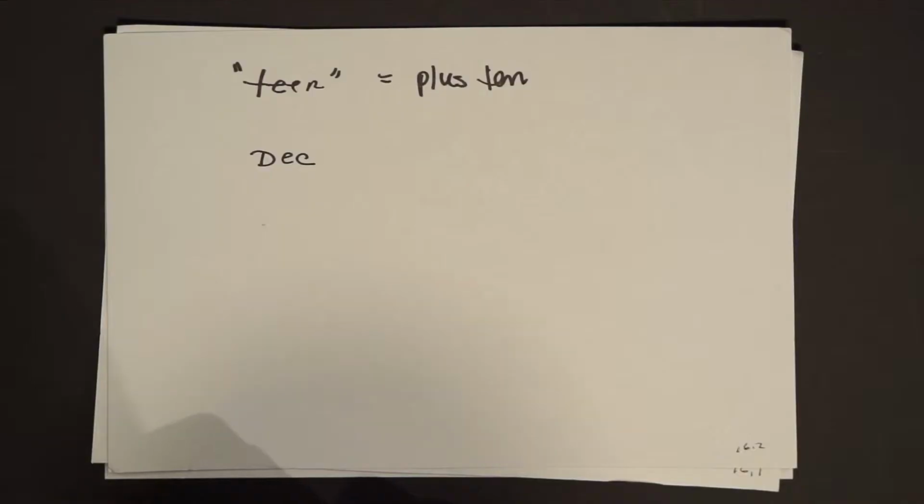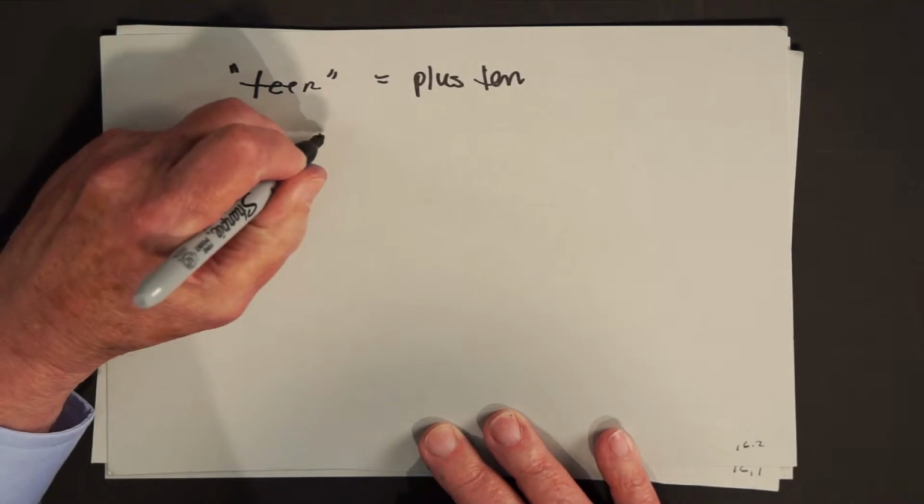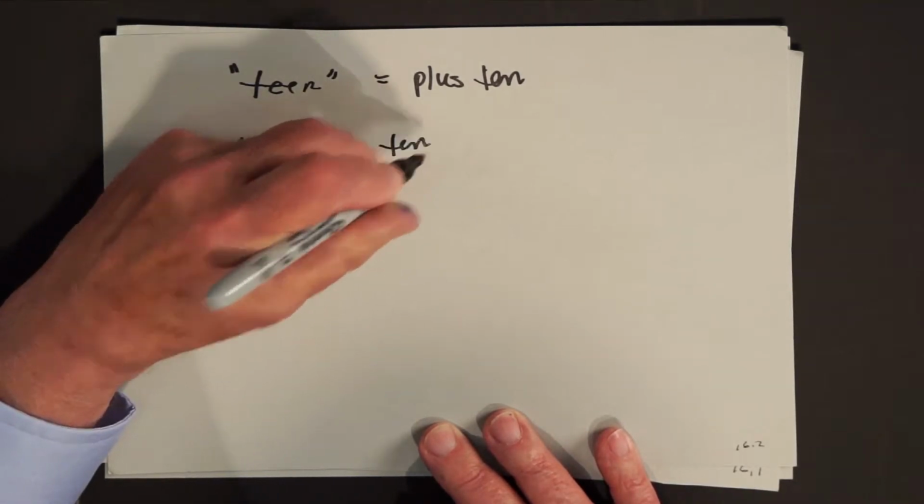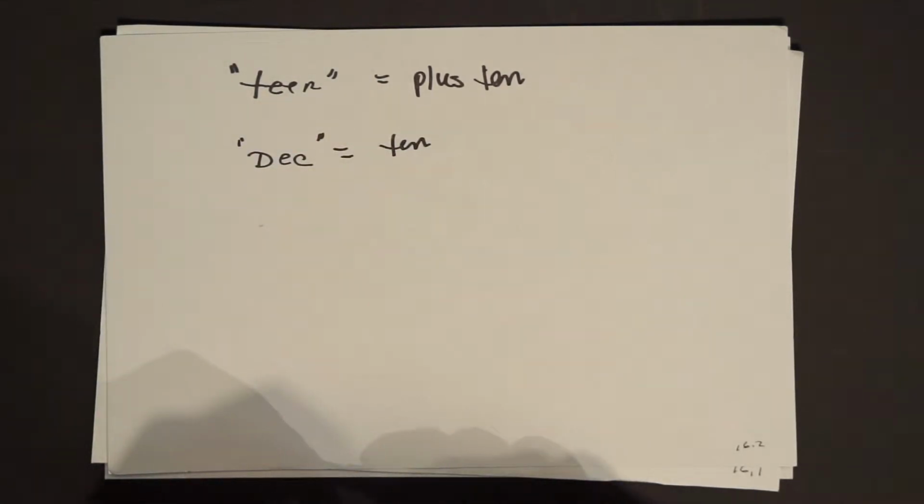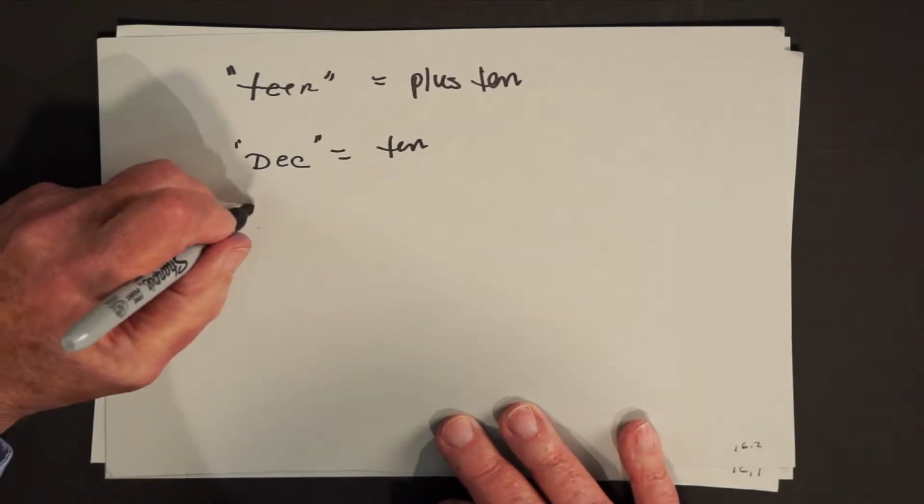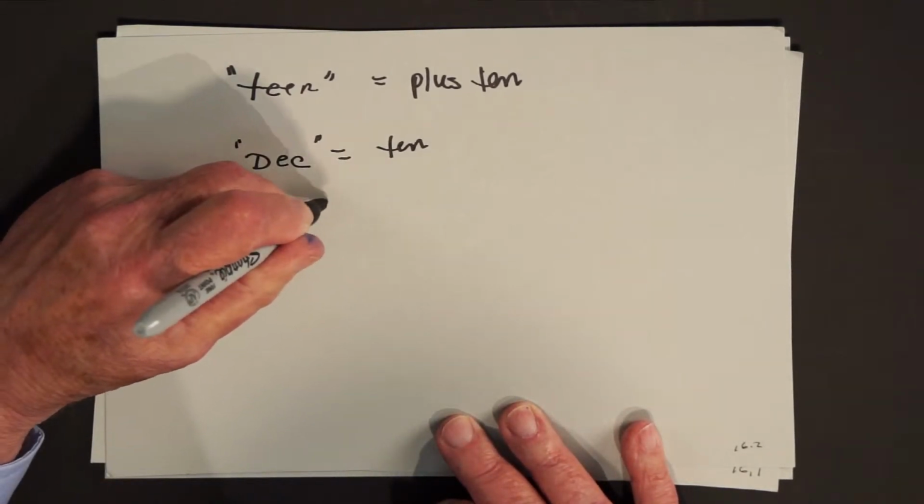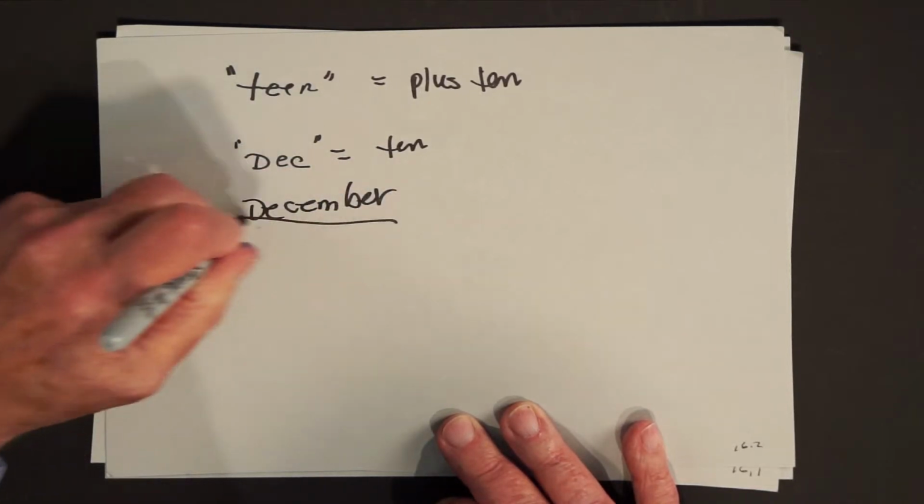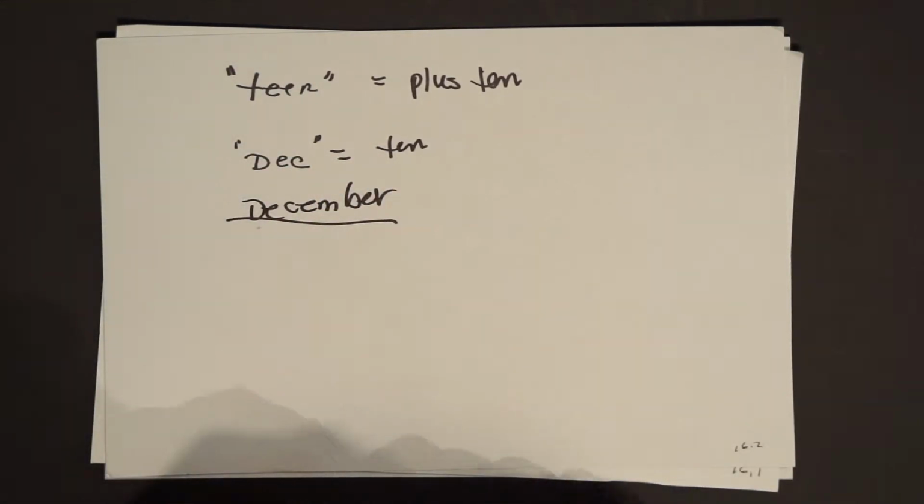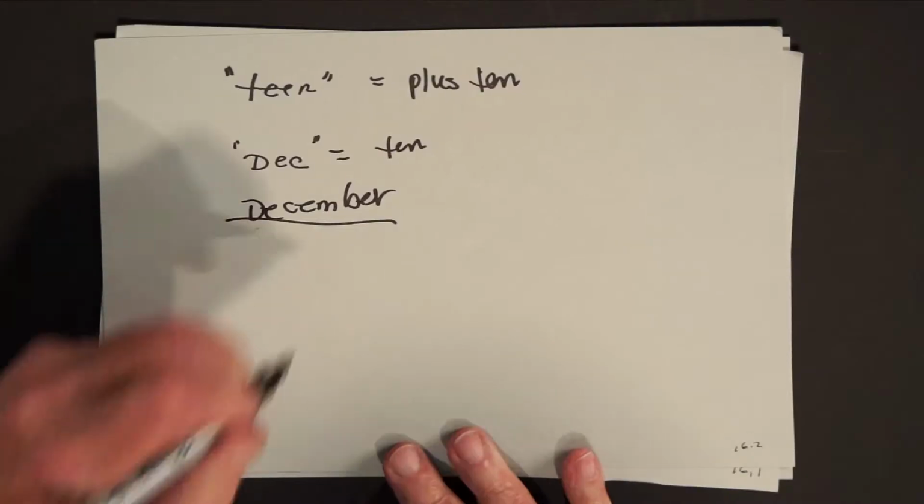Here's another one. The prefix DEC stands for 10, just like in the word decimal. That being the case, why is the 12th month of the year called December? Why wasn't October, which is the 10th month of the year, why wasn't that called December? And again, what's interesting to note is that the original calendar had 10 months, each with 36 days.